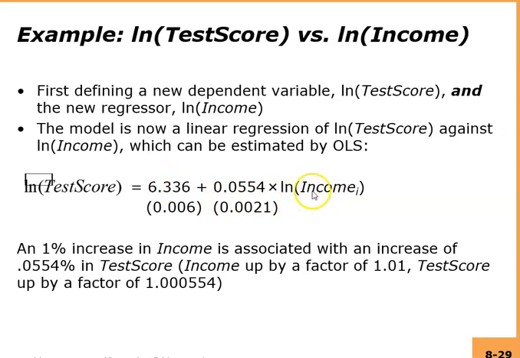So remember that the relationship between log of income and log of test score will be a linear relationship in this case, but the relationship between income and test score will not be a linear relationship. So the interpretation from these results is that a 1% increase in income will be associated with an increase of 0.0554% in test scores.